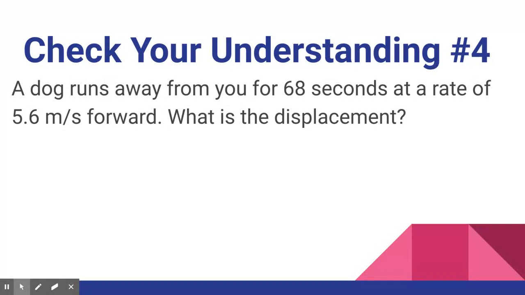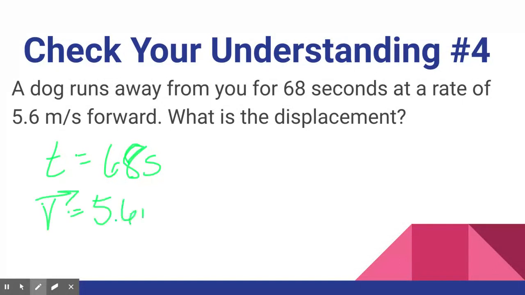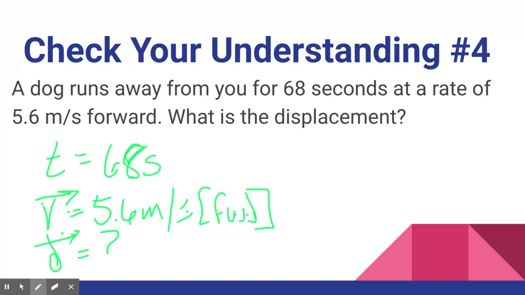Okay, so we've got time here, 68 seconds. We have our rate, which is our velocity, 5.6 meters per second forward. And we're trying to find displacement. What is our displacement? So pretty easy here.